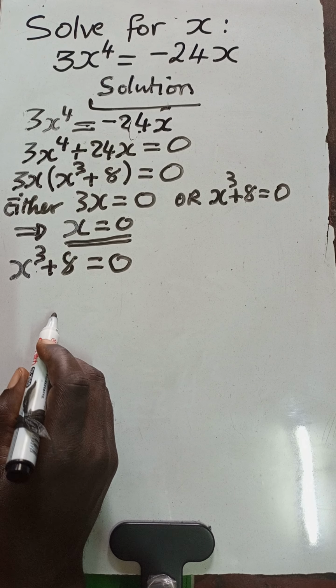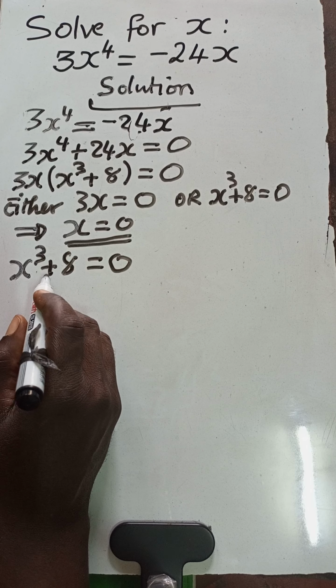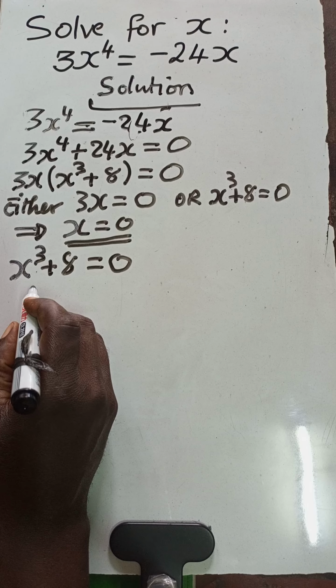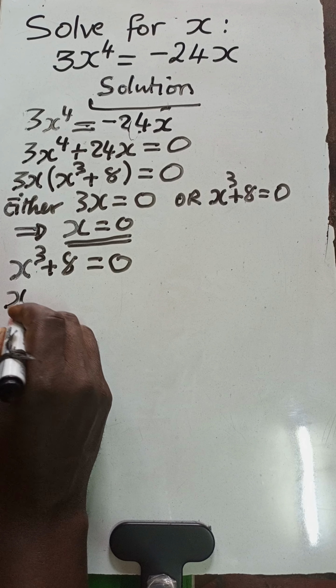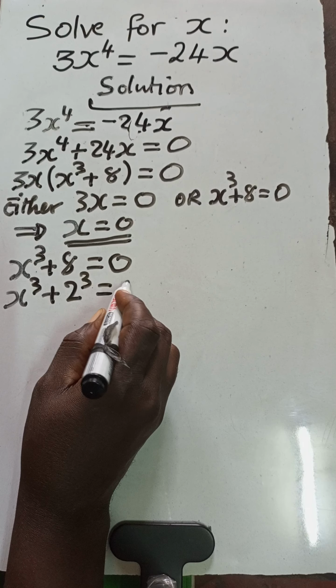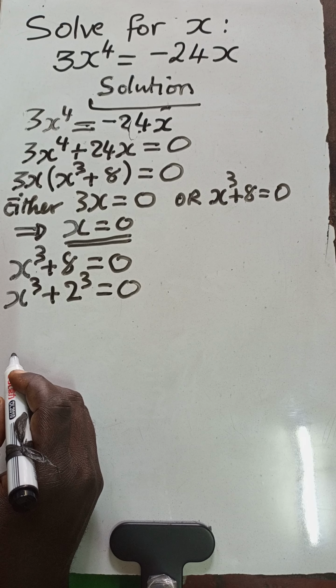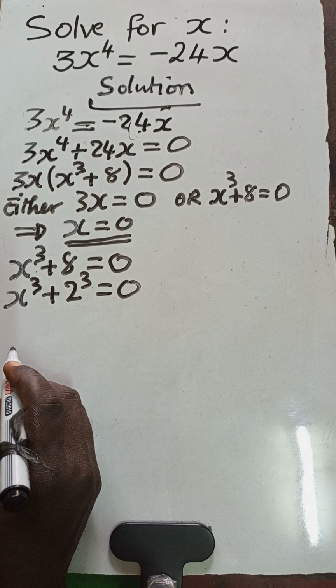Now, the way forward is to be smart enough to see that this is actually a sum of 2 cubes, because 8 is actually 2 cubed. So we'll write this as x cubed plus 2 cubed equal to 0. This is a sum of 2 cubes. So we'll proceed to use the identity of sum of 2 cubes.